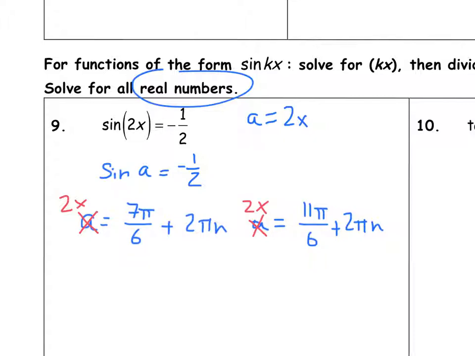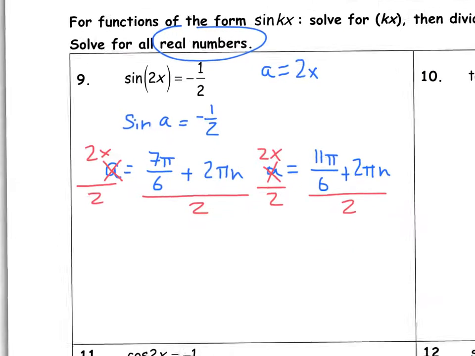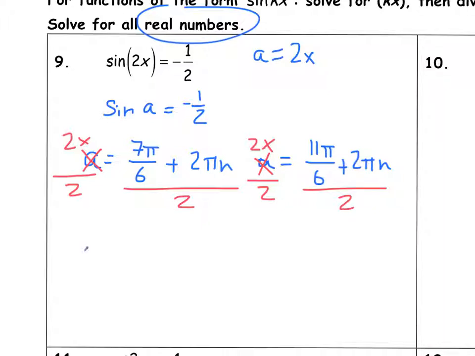Divide by 2. So when I divide everything over here by 2, the same thing over there, notice that the 6 becomes a 12 downstairs. The 6 here and here become 12s. And the 2 pi and the 2 pi, the 2s drop out in those two cases. So x equals 7 pi over 12 plus pi n. And then the other one is 11 pi over 12 plus pi n.